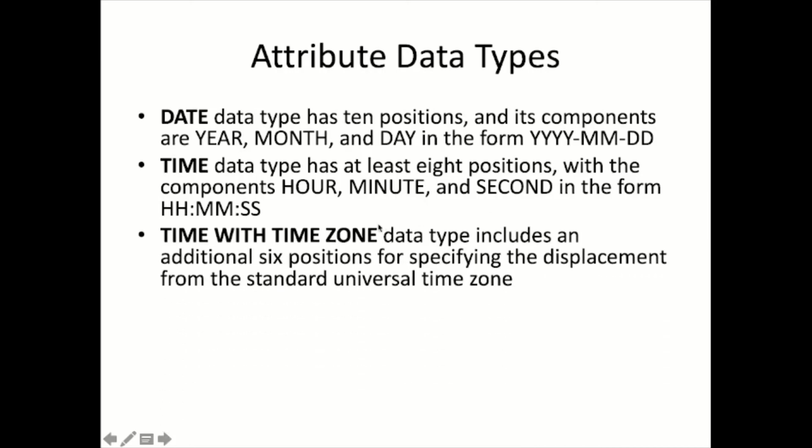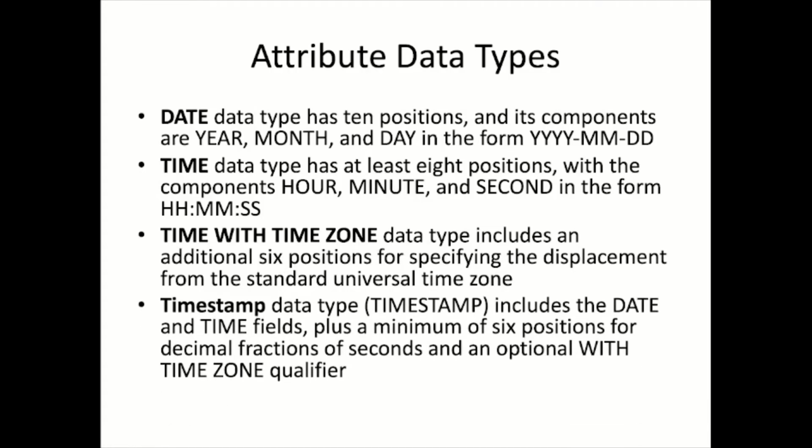Then we have time with time zone. If you want to specify how much variation there is from ordinary GMT, Greenwich Mean Time, we can use time with time zone. Sometimes we use this kind of data type. We need not learn all these things; I am saying this just for your knowledge. The time with time zone data type includes an additional 6 positions for specifying the displacement from the standard universal time zone.